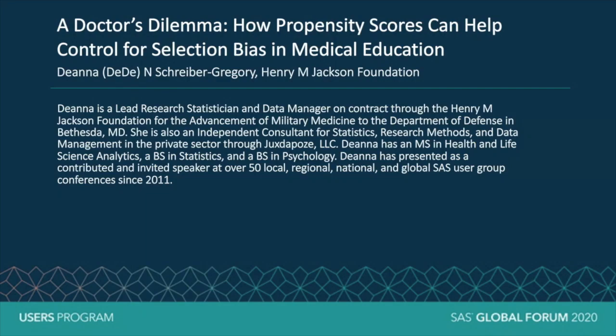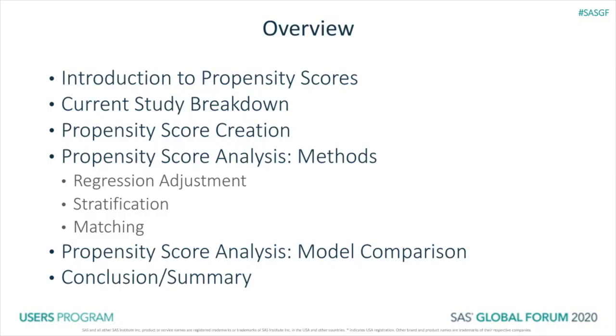So this is an overview of the presentation, so you can jump to any point in it if you'd like. However, I do recommend listening to it in its entirety. So first, I'm going to go over an introduction to propensity scores for those of us that aren't really familiar with what this type of analysis is. I'm then going to talk about the current study breakdown, so what this study in particular is about, and what the question is and what the variables look like.